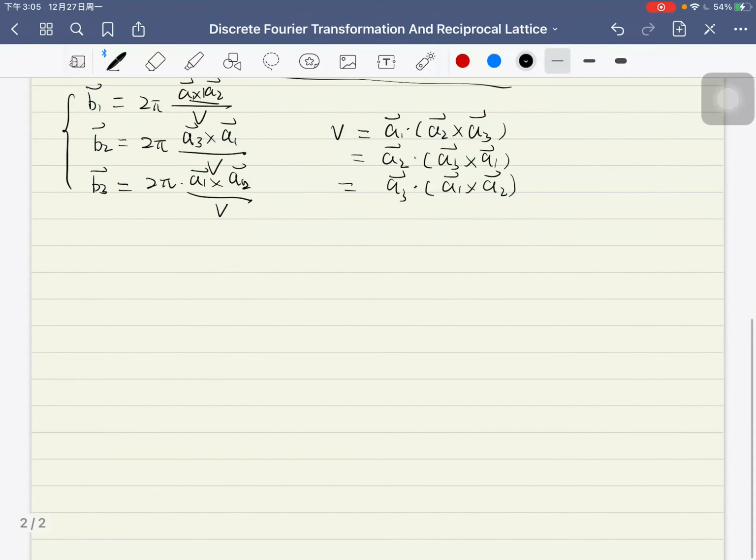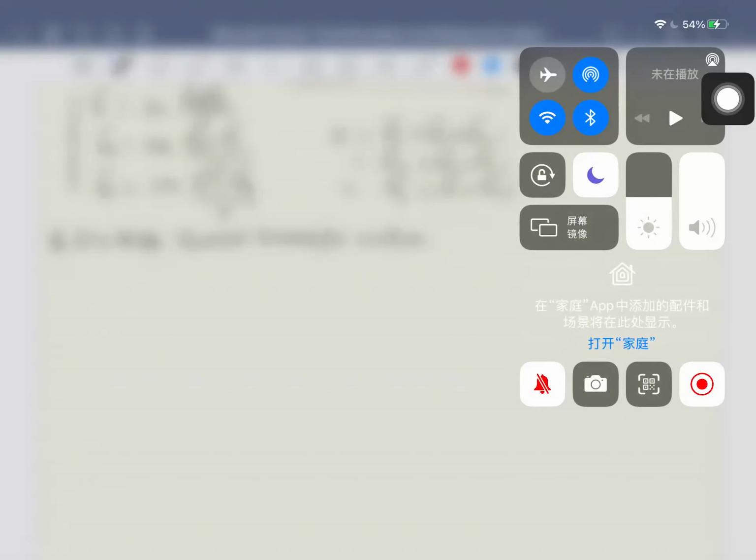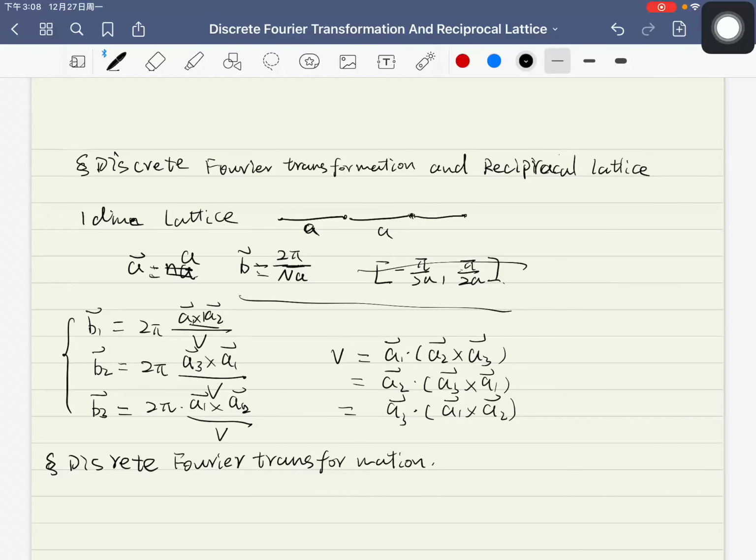So before we start, let's introduce the discrete Fourier transformation. Let's make a correction. This should be written minus pi over a to pi over a.